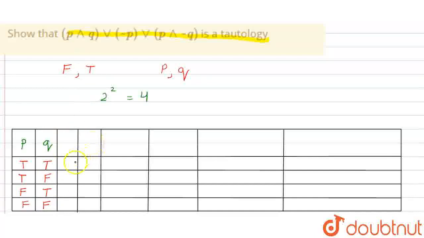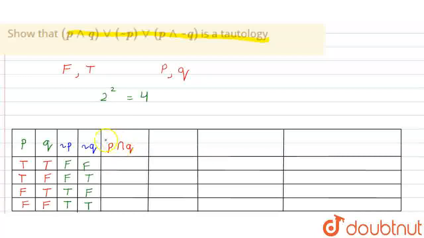Now we have to find the complement of P and the complement of Q. This is called complement or negation. This means you have to write the opposite of what is given. Here P is true, so the opposite of true is false. The opposite of true is false. The opposite of false is true. True. Similarly, write down the complement of Q: false, true, false, true.